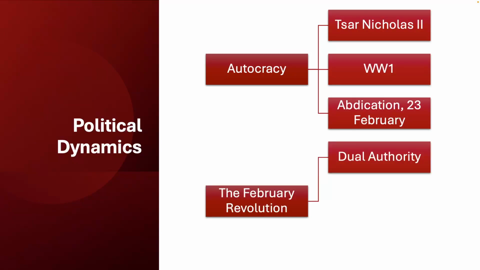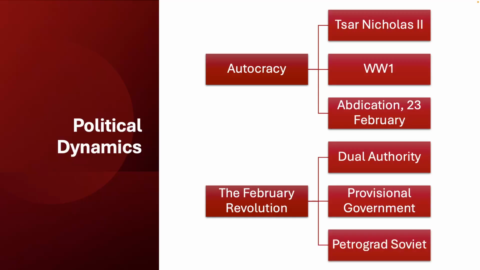But what ultimately happens is, following the February Revolution, you have a period of dual authority, where you have both the provisional government and the power sharing of the Petrograd Soviet. And we will get to that in future lessons. We'll talk about the provisional government. We'll talk about the Petrograd Soviet. We'll talk about the failures of the provisional government during the rest of February, which then leads to the October Revolution, the rise of the Bolsheviks, and the establishment of the communist takeover, the communist dictatorship that begins at the end of 1917 and up to 1918.